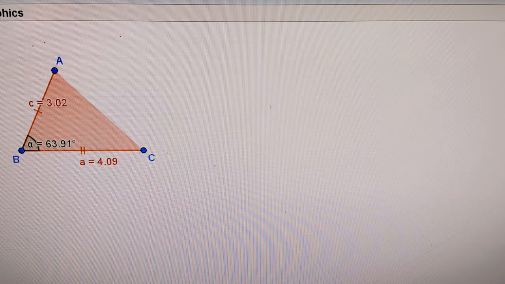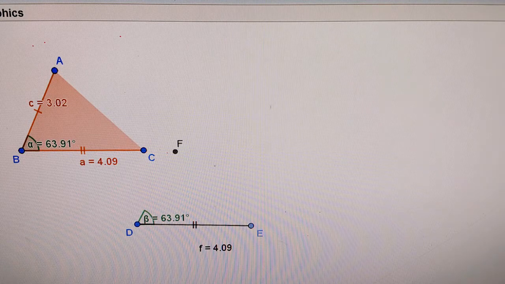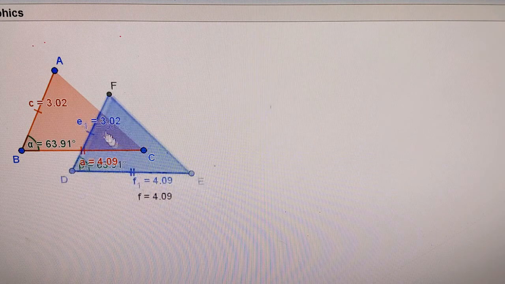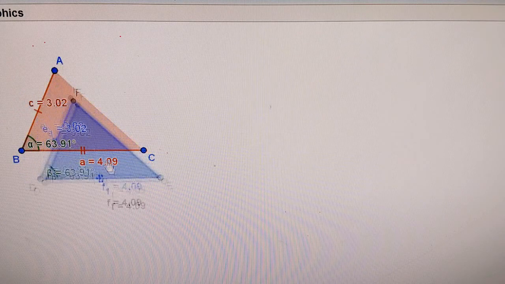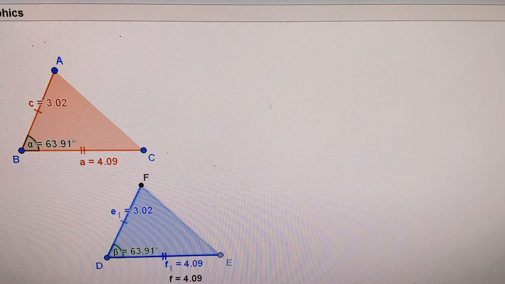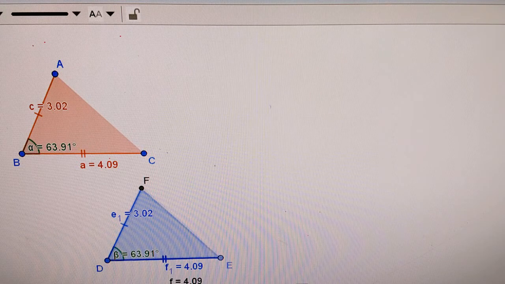Now we have to construct another triangle DEF using the same dimensions of triangle ABC. See here, the triangle DEF is completed. Now see whether these two triangles coincide with each other or not. Both triangles coincide with each other, and hence we can say that these two triangles are also congruent, and therefore their corresponding elements are also congruent.